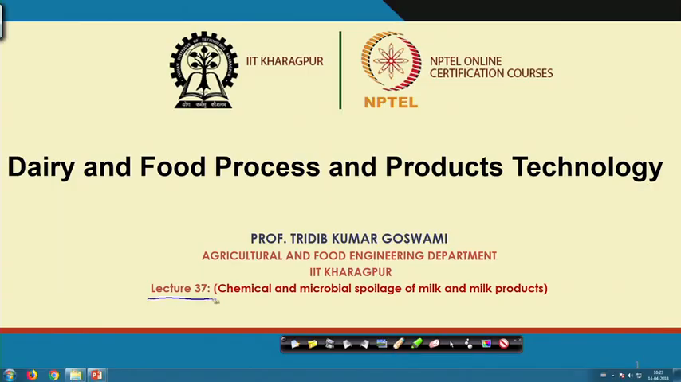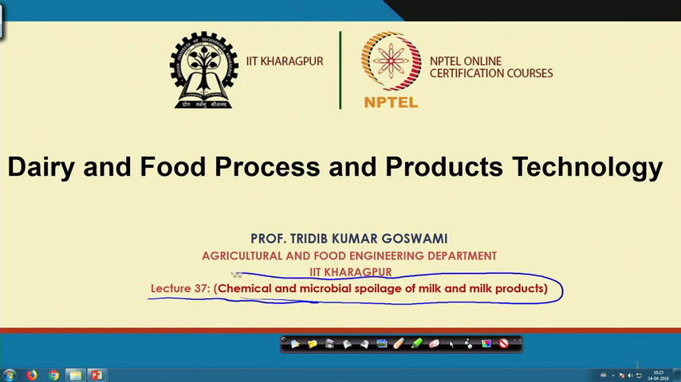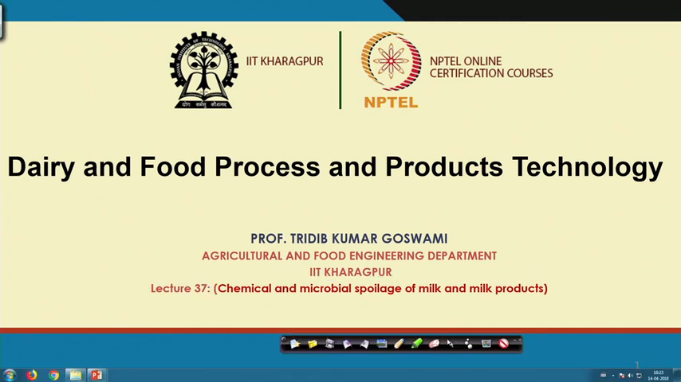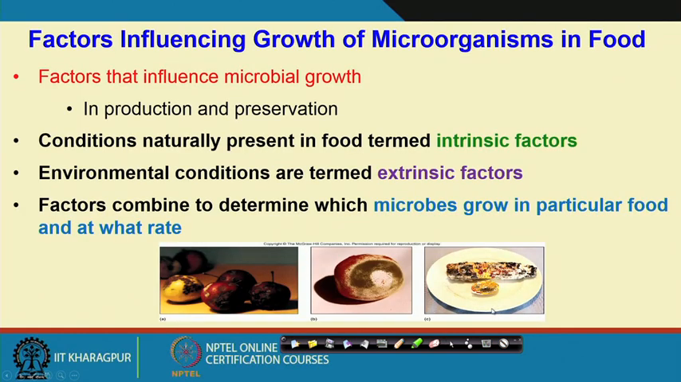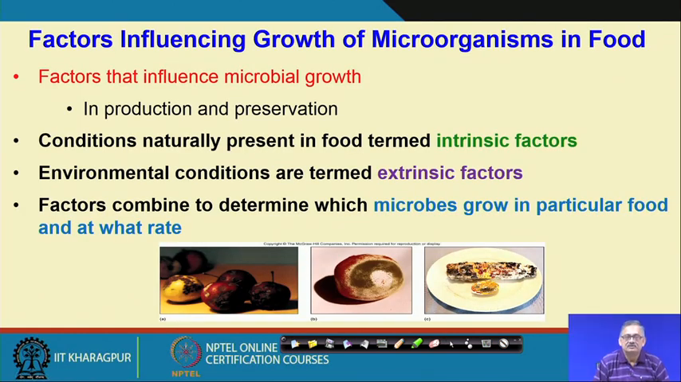So, let us come to today's one, that is lecture number 37. This encompasses chemical and microbial spoilage of milk and milk products. That was the outline, right. In that, we will first talk about microbial spoilage, right.